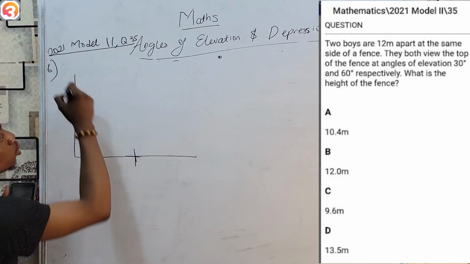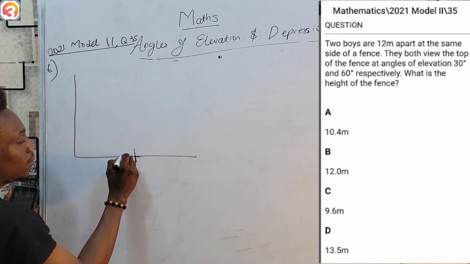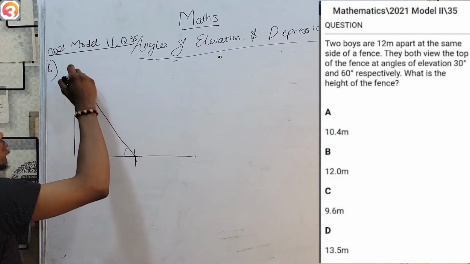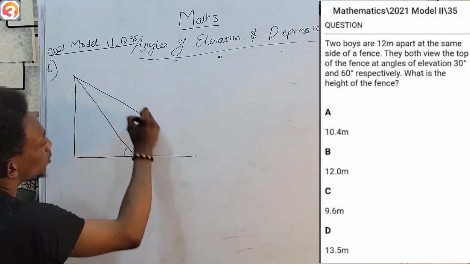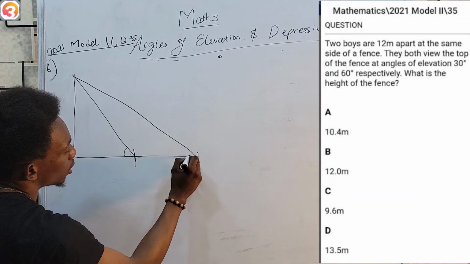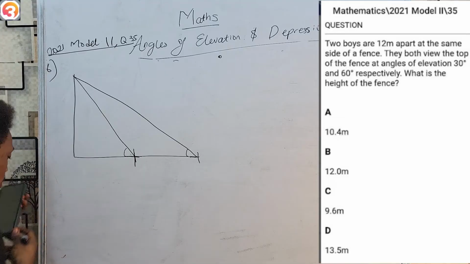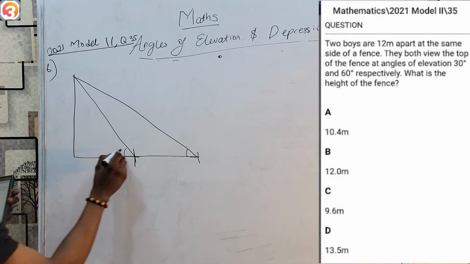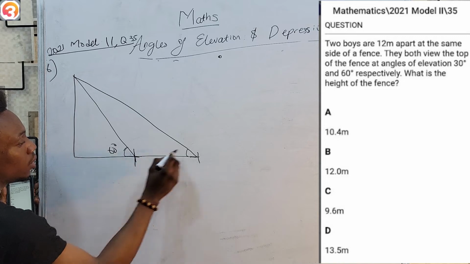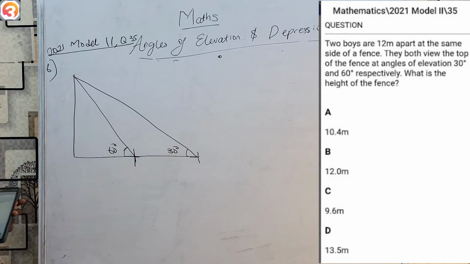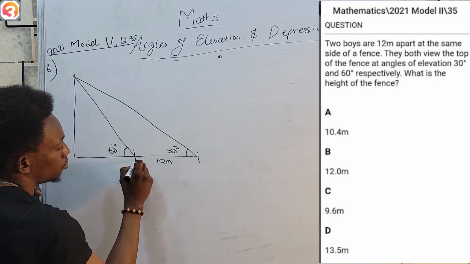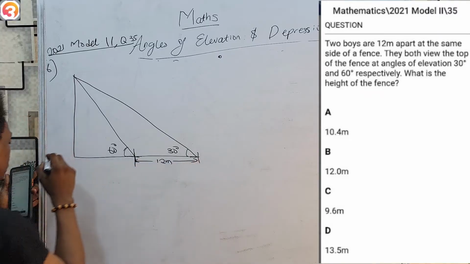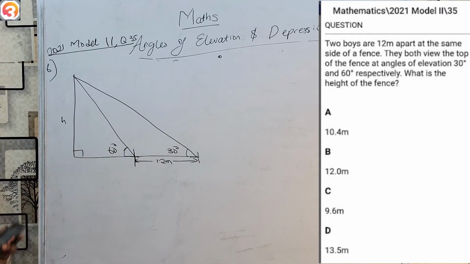Which means this first boy who is closer to the fence, to look up at it here, must turn his head a big angle, while one here, to look up at this same fence, will end up turning his head just a smaller angle. Which means since my two angles are 60 and 30, this one should be the one turning 60 degrees, and this one should be turning 30 degrees. And I'm told that they are 12 meters apart, which means from here to here is 12 meters. I'm being asked to find the height of the fence.